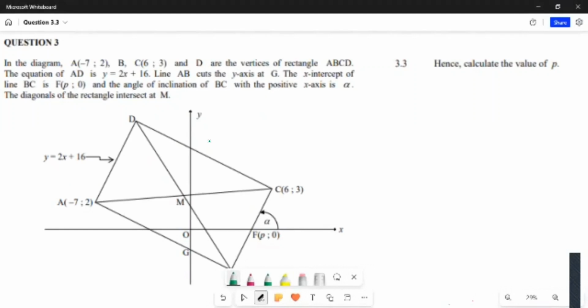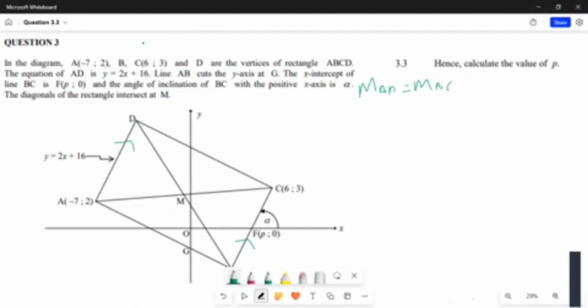3.3. Hence, calculate the value of P. Remember that the opposite sides of a rectangle are parallel. Therefore, line AD will be parallel to line BC. Parallel lines have the same gradients. We can therefore say that the gradient of line AD equals the gradient of line BC. We have been given the gradient of line AD as 2, so the gradient of BC will also equal 2. The reason will be AD is parallel to BC.